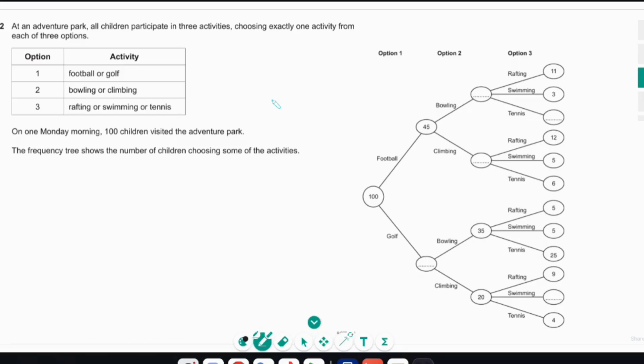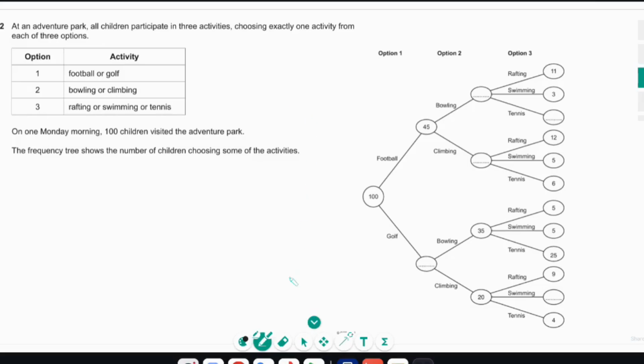At an adventure park, all children participate in 3 activities, choosing exactly 1 activity from each of 3 options. 1, football or golf. 2, bowling or climbing. 3, rafting or swimming or tennis. On one Monday morning, 100 children visited the adventure park. The frequency tree shows the number of children choosing some of the activities.